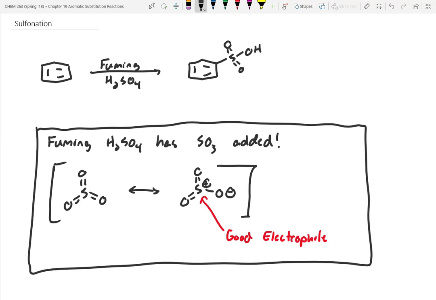Typically, these groups are used as blocking groups, and we'll talk more about what that means later. But the nice thing with this reaction is it's reversible. You can actually put it on and then take it right back off in the next step if you want. So it can essentially be a placeholder to prevent unwanted side reactions from occurring. So let's take a look at the mechanism.